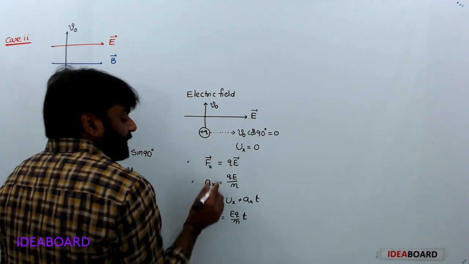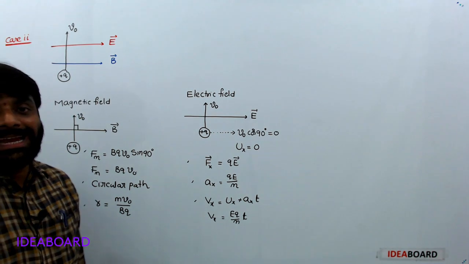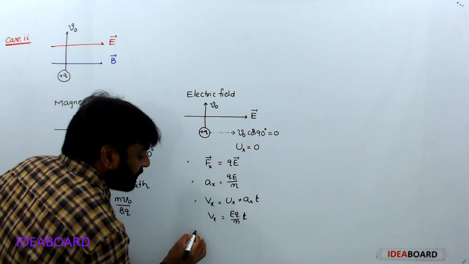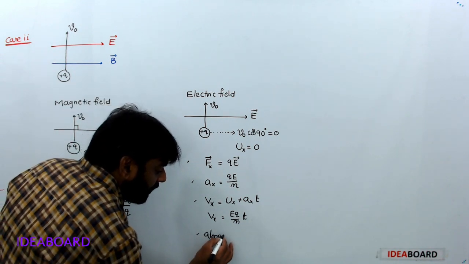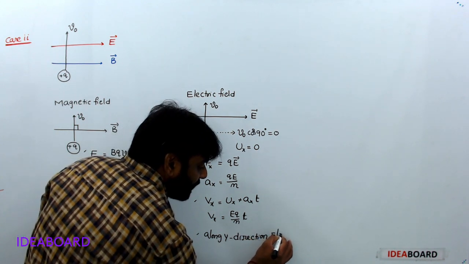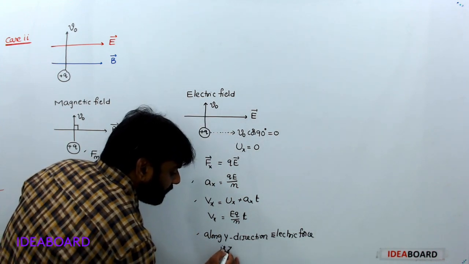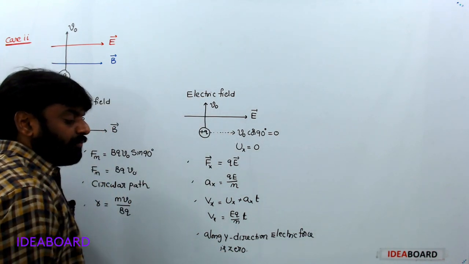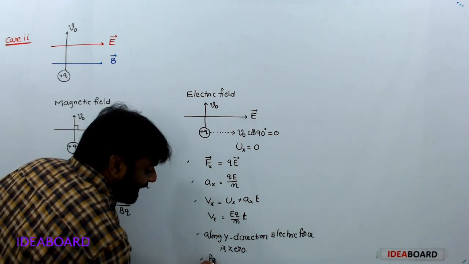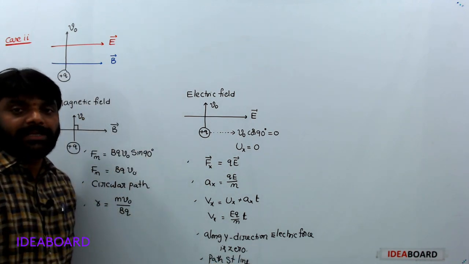So along the x direction it moves. Along the y direction, the electric field influence is 0, because along the y direction the electric force is 0. Okay. Due to the electric field, the path is a straight line.